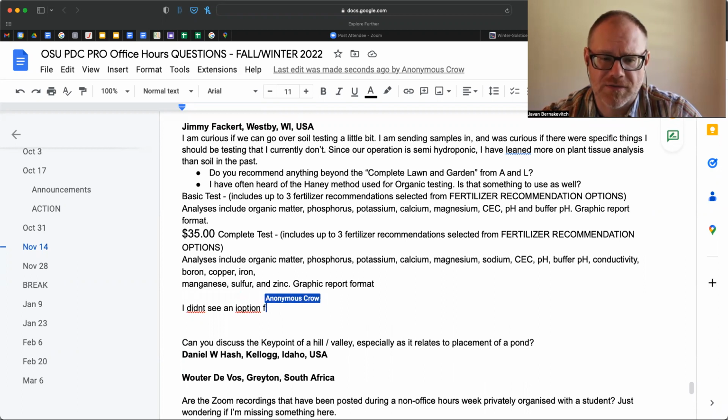Analysis also includes, if we do the complete test, organic matter, phosphorus, potassium, calcium, magnesium, sodium, CEC, and then we have a few others: conductivity, boron, copper, iron, magnesium, sulfur, and zinc. Manganese.